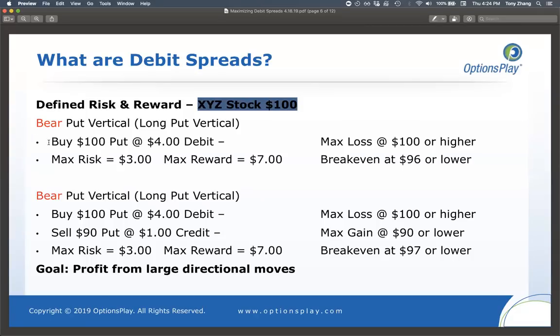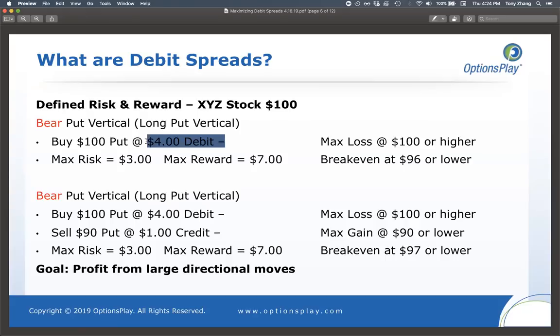If you're a simple options trader, you could look at buying a put option, so buying a $100 put, let's say, that costs you $4. Same thing, you have a max loss if the stock goes to $100 or higher. So if you're wrong on this, your break-even price now is $96 or lower, because you've paid $4 for that put. The stock needs to move $4 or more in order for your strategy to be profitable.